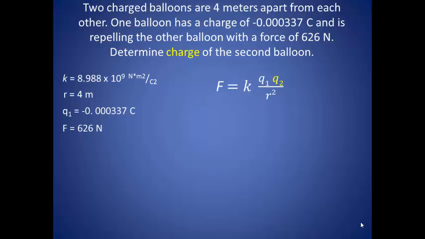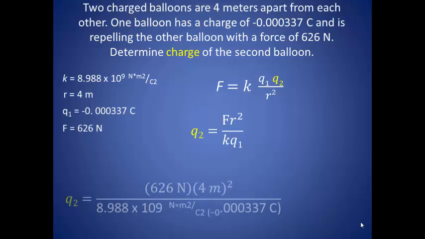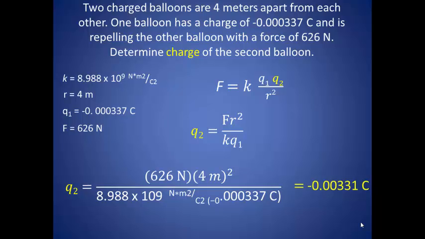A little algebra, and we rearrange Coulomb's equation to solve for the second balloon's charge. From here, we know everything else and can plug in those values to find the charge to be a negative 0.00331 coulombs.